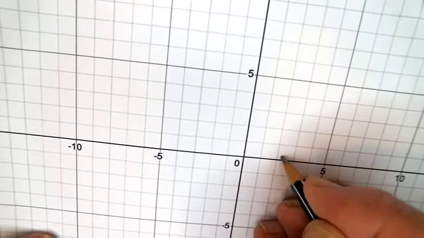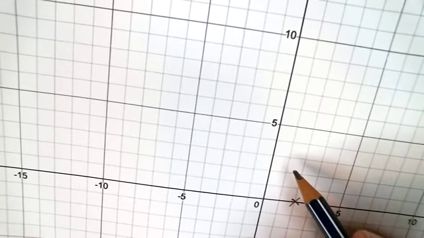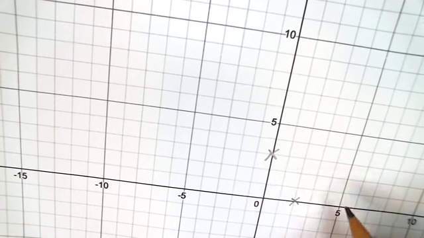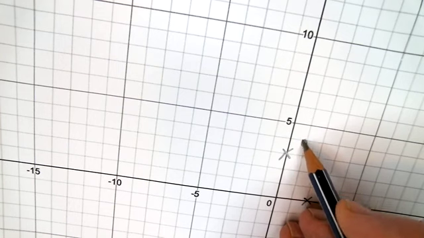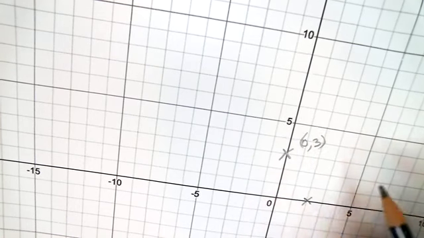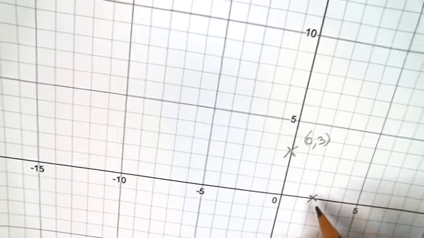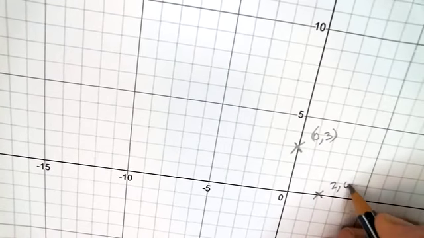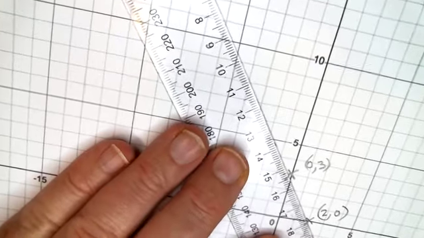Let's say, for example, I have an x-intercept here and a y-intercept, say, here. Let's say that is a 3. So this is going to be 0 along, 3 up. And this one here is going to be 2 along, 0 up. So I'll put 2 along, comma, 0 up. So those are my intercepts. Let's draw a line through them.